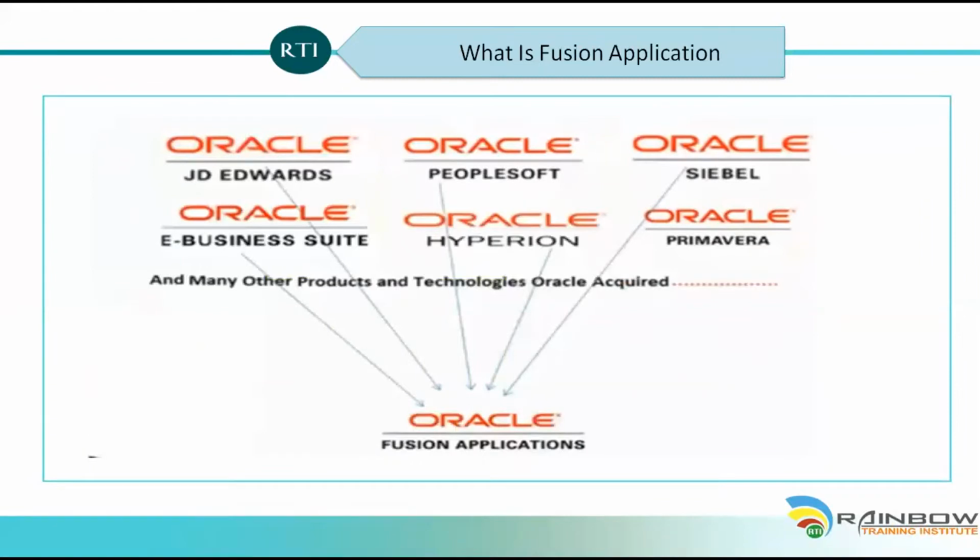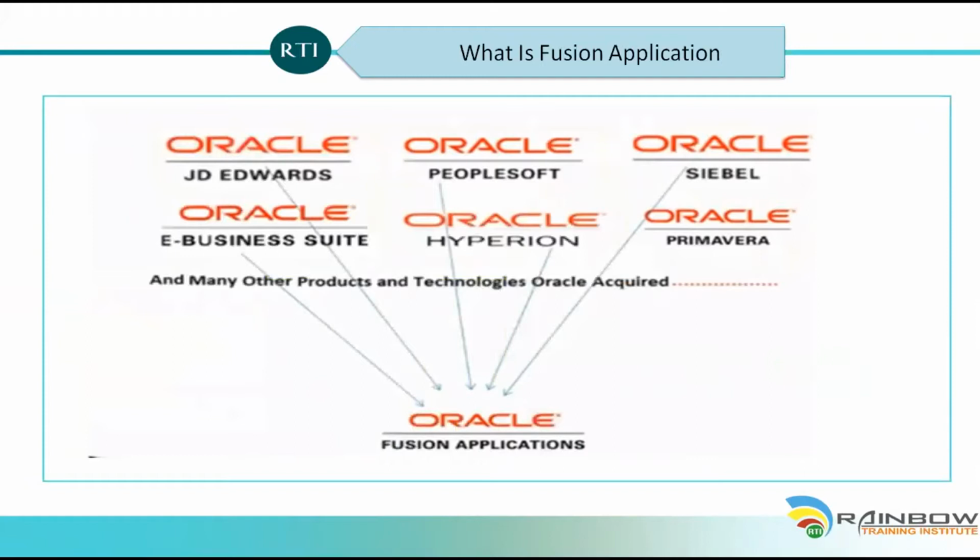From these acquisitions they prepared the best solution, which we call the Oracle Fusion application. Fusion is a hybrid product, a mix of different ERP tools. They brought some of the good features from JD Edwards, some from PeopleSoft, some from Siebel, and prepared the one best solution, which we call the Oracle Fusion application.